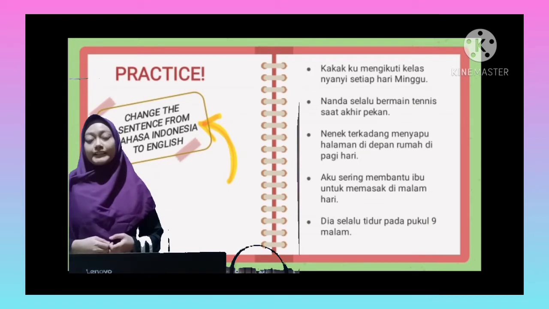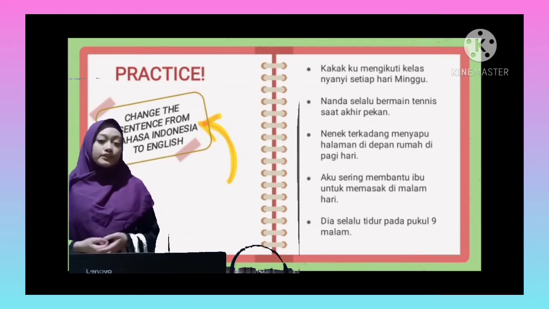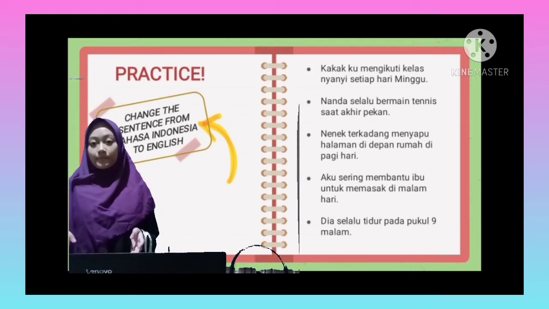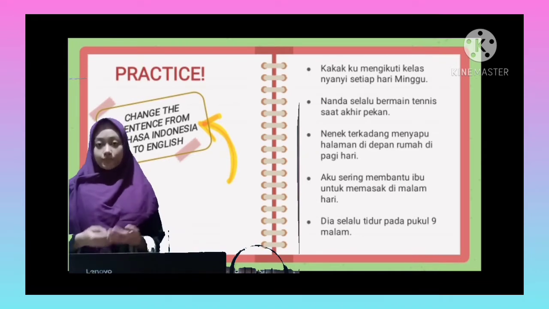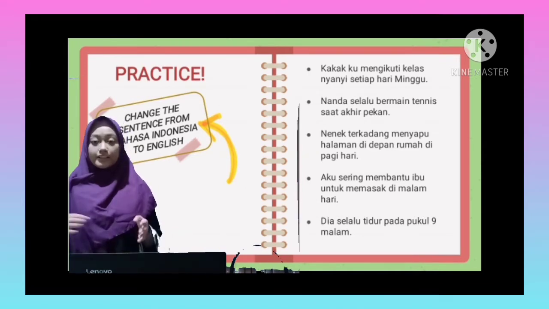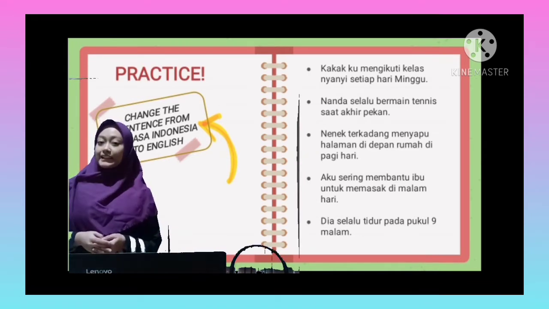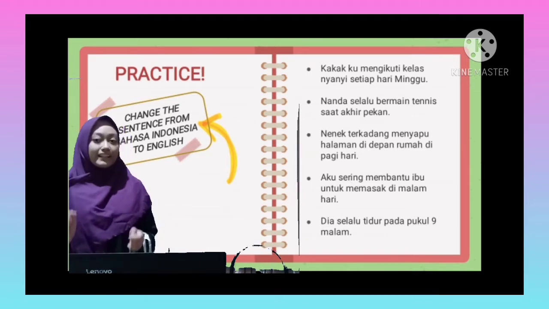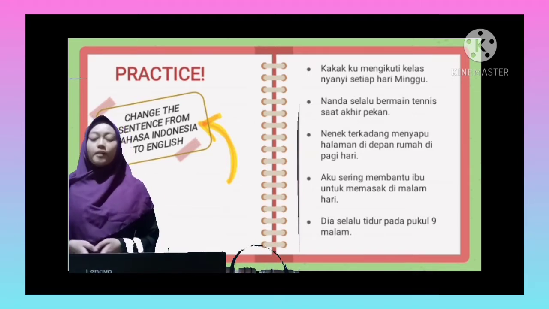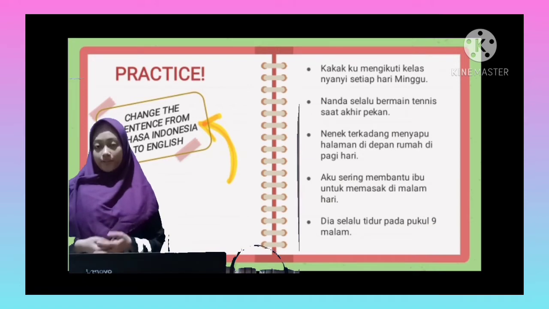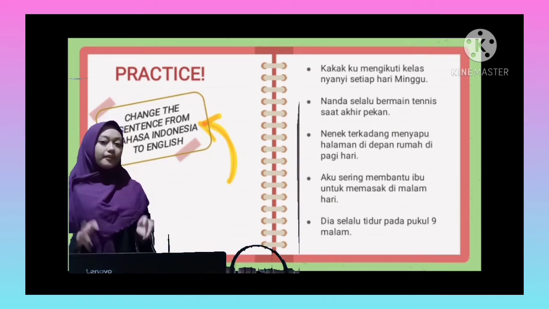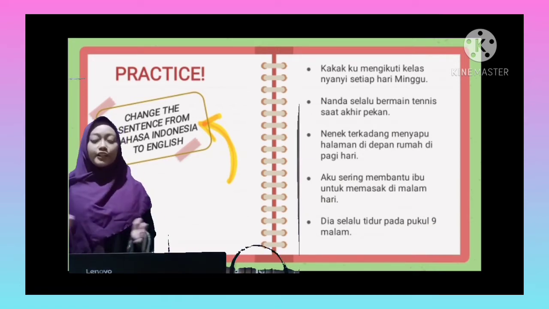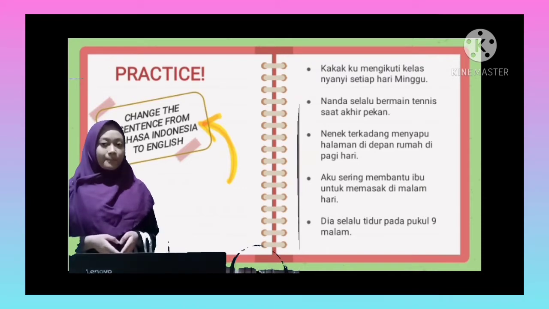Now, let's practice writing a sentence. Do you still remember how to write the sentence? It's subject plus verb. We use verb 1 or the base form in simple present tense, plus s or es, plus complement. Complement can be an object or an adverb. So here are 5 sentences in Bahasa that you will change into English. I will give you 3 minutes to do it. Start!